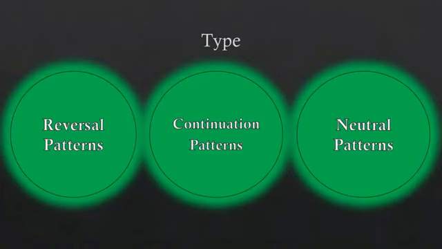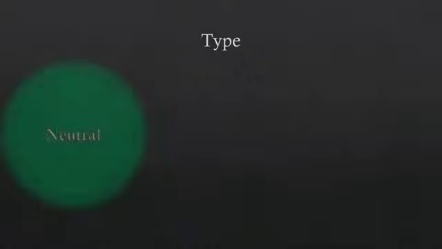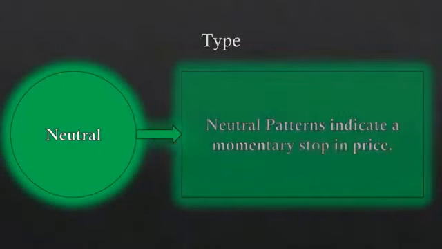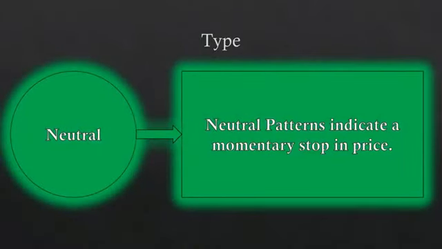The third and last type of candlestick pattern is the neutral pattern. This kind of pattern indicates a stop in price, unlike reversal and continuation types. There is no such thing as bullish or bearish neutral patterns. In a neutral pattern, price can either be going up or down, and then a specific candlestick pattern will appear to signal that the price will stop.